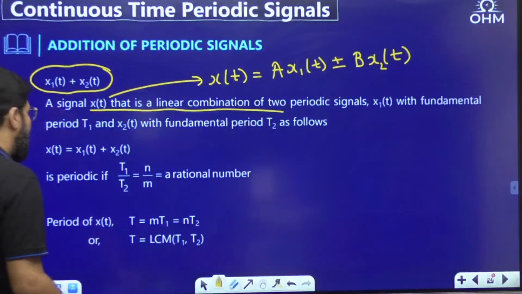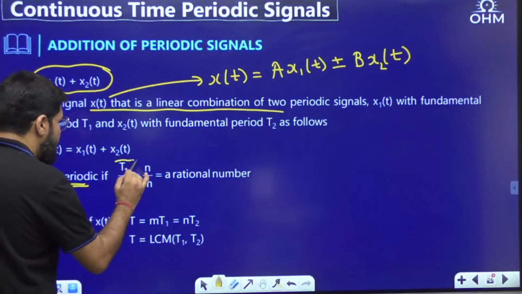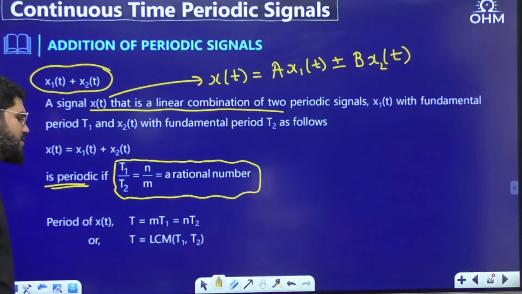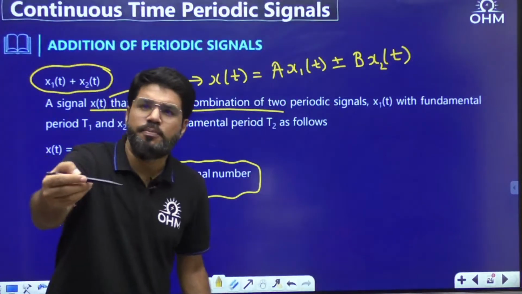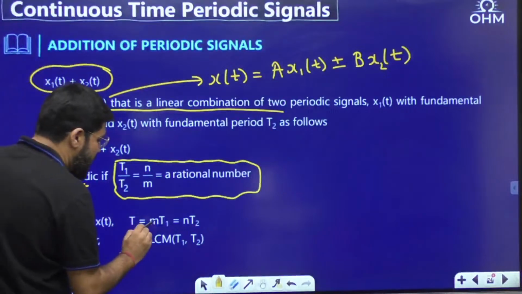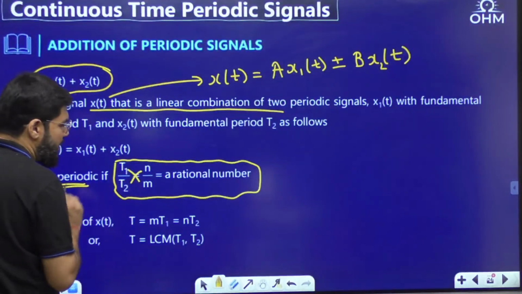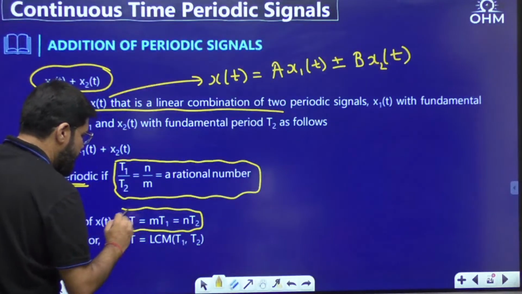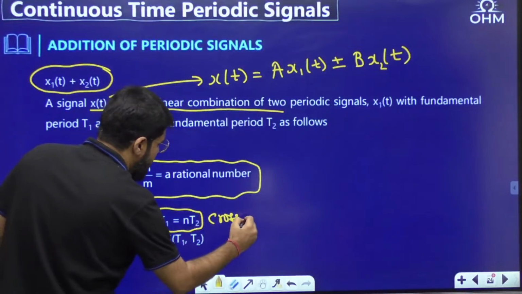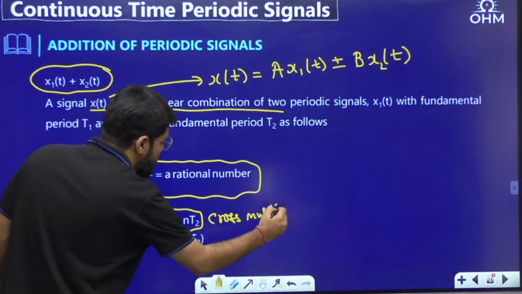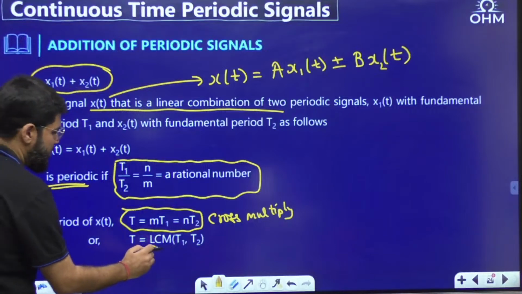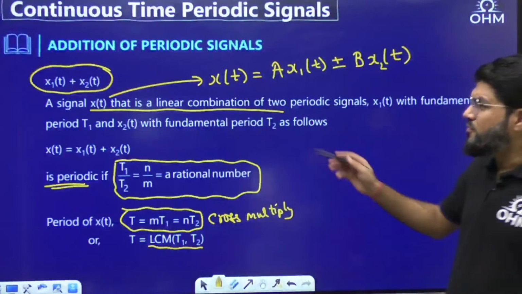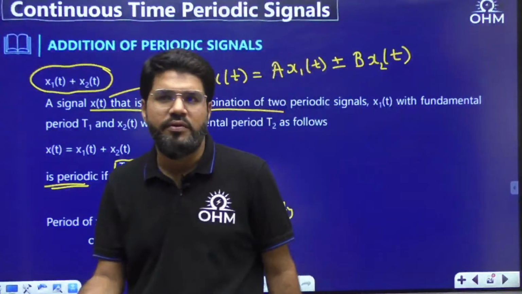What is the test? This is periodic if t1 by t2 is a rational number. A rational number means a ratio of two integers. And if it is periodic, there has to be a period. What is the period? The period is equal to mt1, as I told you, cross multiply, mt1 or nt2. Any of the cross multiplications you can take. The ratio you have got, just cross multiply. Or it is simply the LCM, as I already explained. It can also be taken as LCM of t1, t2. If it is three signals, LCM of t1, t2, t3, etc.